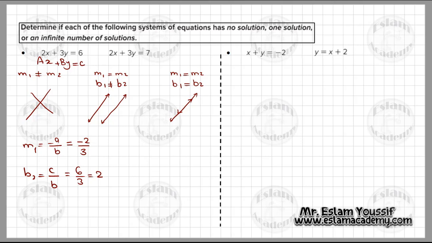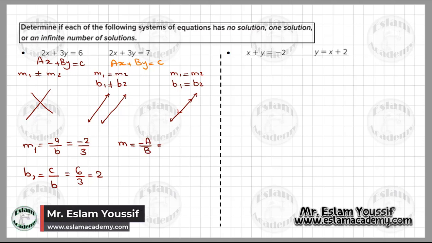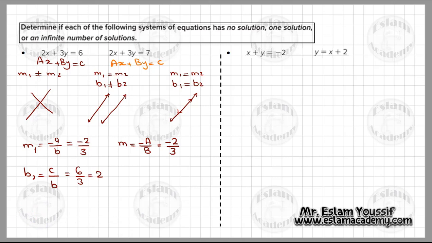We do the same for the second equation. It's written in the form ax plus by equals c. As we said before, the slope will be equal to negative a over b. Here a equals 2 and b equals 3. So change the sign of a and keep the sign of b, which gives negative 2 over 3.